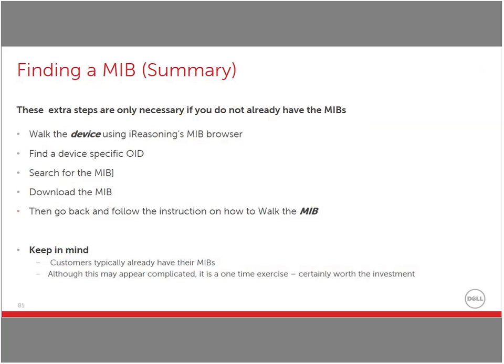So you walk the device, you find an OID that's like, yeah, this is what I want. It's a battery. I want voltage, so on and so forth. I want amperage or whatever. You search for the MIB, then you download the MIB. I gave you the tools with which to do that, and then you go back and follow the instructions on how to walk the MIB. So you can actually go into the MIB as we did in the very first part of this MIB thing, and go through and find anything you may want to grab for learning purposes or whatever.